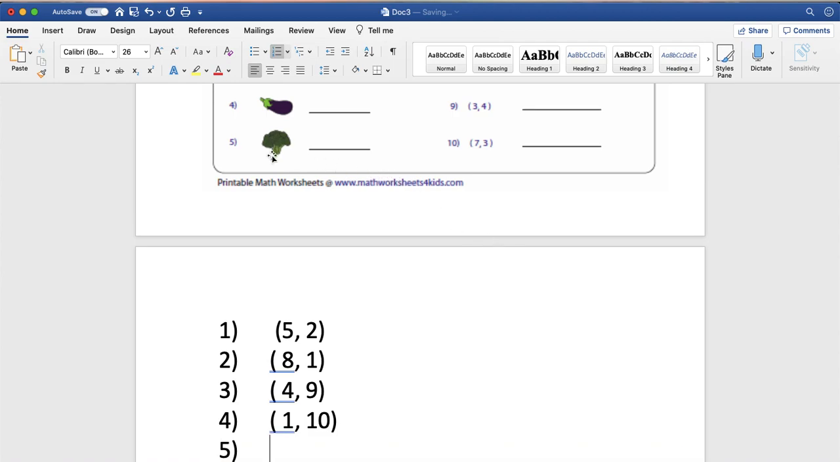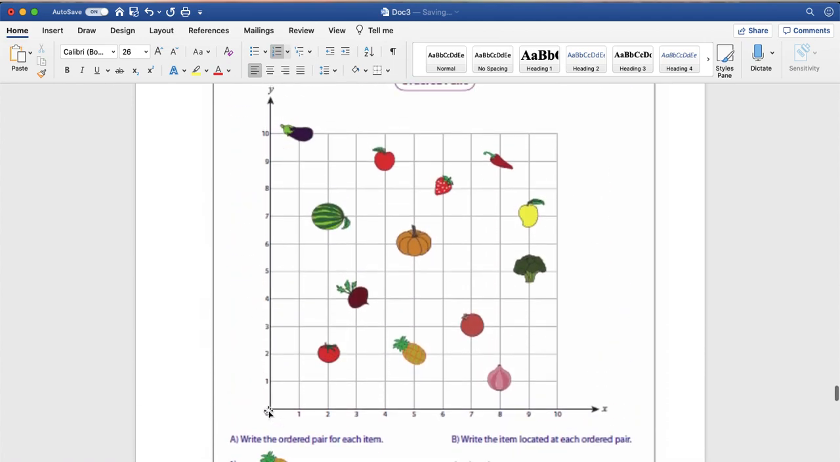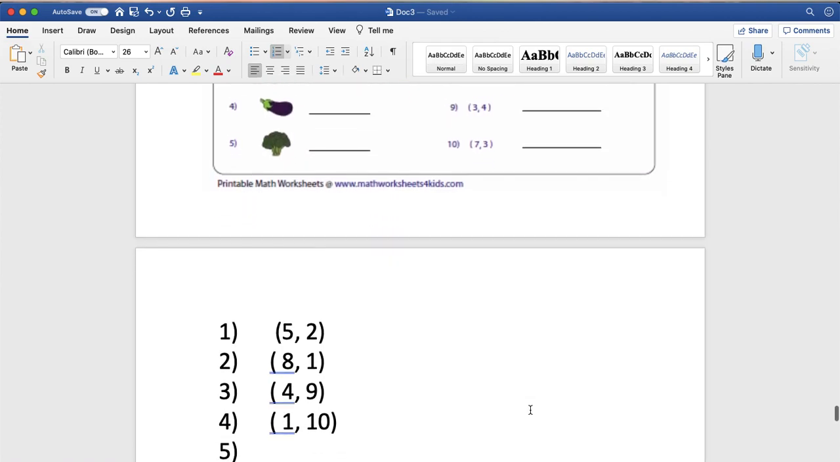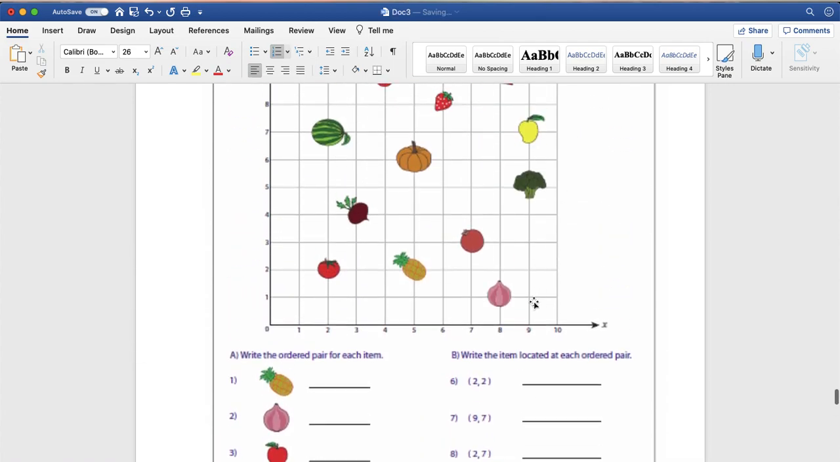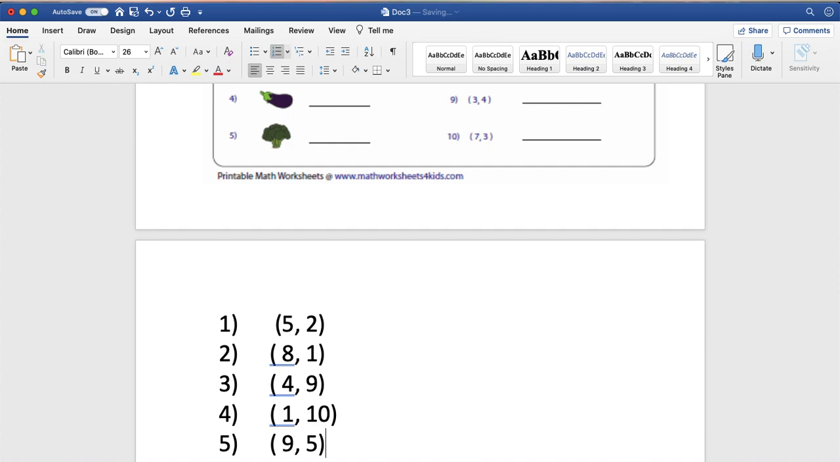Let's do my next one, broccoli. I'm going to go back to my graph. I'm starting over here at my home base. Let's see how far I have to run: 1, 2, 3, 4, 5, 6, 7, 8, 9. I need to run 9 spots. I'm going to write that here, parentheses 9, followed by a comma. And then I need to jump up 1, 2, 3, 4, 5 spots to get to my broccoli. So then I would write 5, close my parentheses.